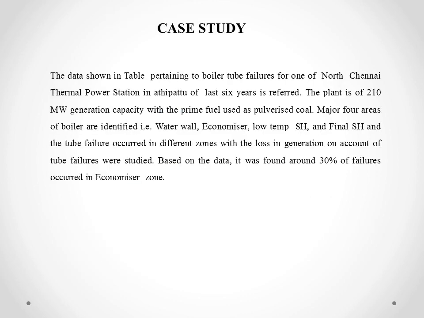Case study. The data shown in the table pertaining to boiler tube failures for one of the units of North Chennai Thermal Power Station in Attipattu over the last 6 years is referred. The plant is of 210 megawatts generation capacity with pulverized coal as the prime fuel. The major 4 areas of boiler tube failures are identified: water wall, economizer, low temperature superheater, and final superheater. The tube failures occurred in different zones, and the loss in generation on account of tube failures was studied. Based on the data, it was found that around 30% of failures occurred in the economizer zone.